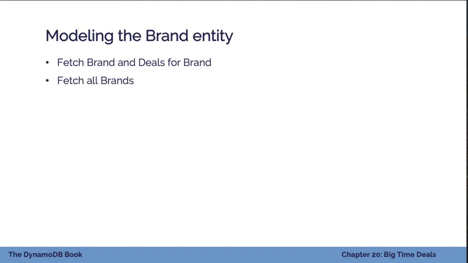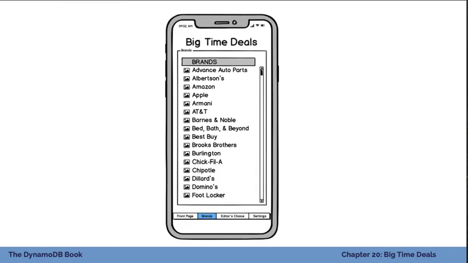Second access pattern we have around brands is fetching all brands. And this is usually a pretty tricky access pattern for DynamoDB to handle, of fetching all items of a particular type. But we can check out our use case here and see how we'll handle it. First of all, let's think about how we want to handle that. And in our application, there is that brands tab that's going to take you to just a list of all the brands like this.